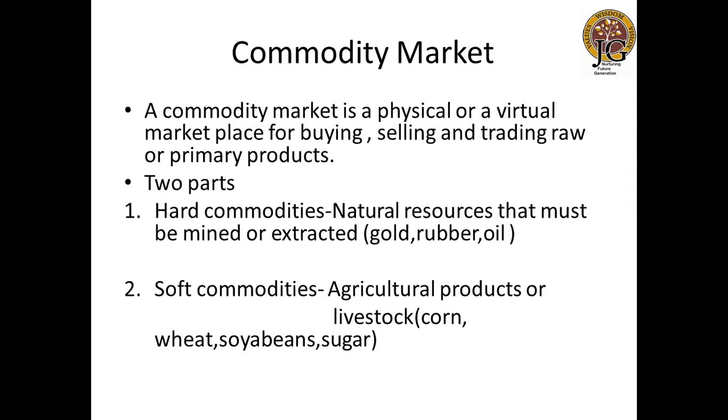Commodity market. A commodity market is a physical or a virtual marketplace for buying, selling, and trading raw materials or primary products. This commodity market is divided into two parts. Number one, hard commodities, and number two, soft commodities. Hard commodities means natural resources that must be mined or extracted, for example gold, rubber, oil, etc. Soft commodities include agricultural products or livestock, for example corn, wheat, soybeans, sugar, etc.